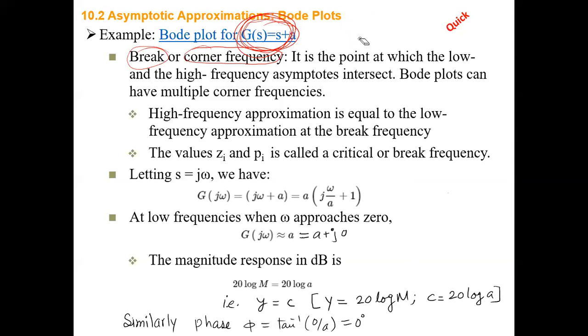Remember the pole, in this case 0. So the corner frequencies are the zeros and poles of the transfer function. Zeros and poles are the critical or break frequencies. We also call them critical, corner, or break frequencies.